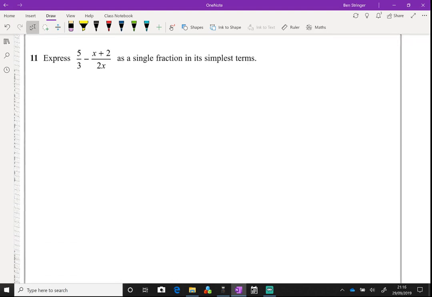Express this as a single fraction in its simplest terms. So if I multiply that by 2x and multiply that by 3, just opposite, that makes sure I get a denominator they both go into. So remember, multiply the entire side by 2x. So 5 times 2x on the top is 10x. Times the entire top by 3. That's going to be 3x plus 6. Now they're both over 6x.